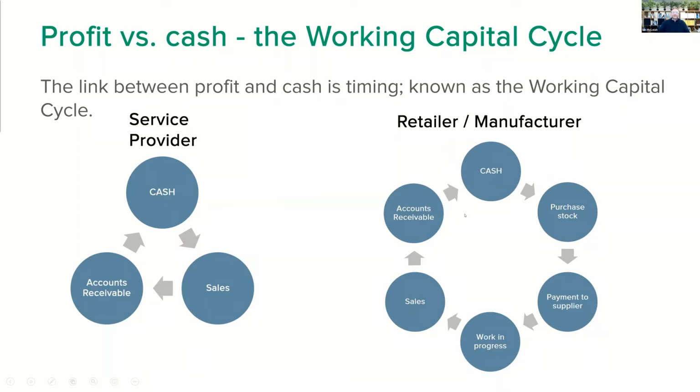A retail manufacturer is a little bit more complicated. You start off, you purchase some stock, you go to your supplier and they issue an invoice. So that goes into your payables, if you like, your trade creditors. You make that payment, so the cash comes out of your bank and goes to the supplier. You use that money to generate more work in progress to then issue an invoice, which goes into accounts receivable. And then once it's paid, it comes back into the bank.